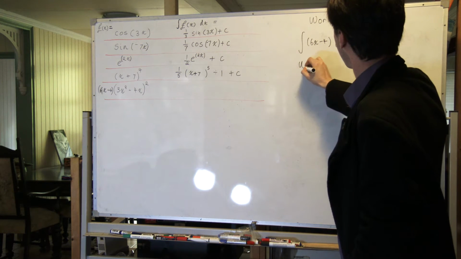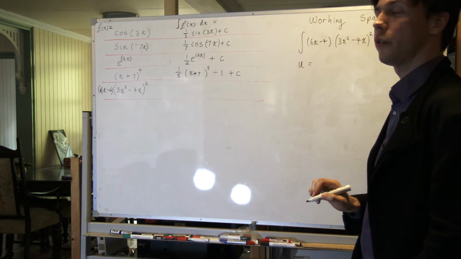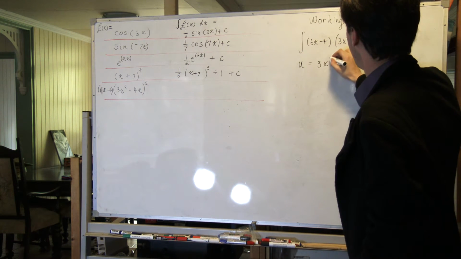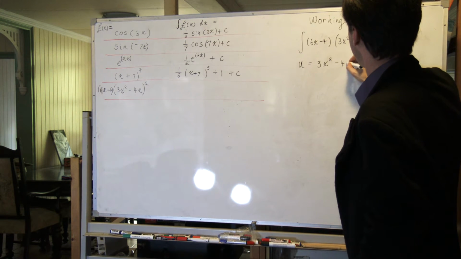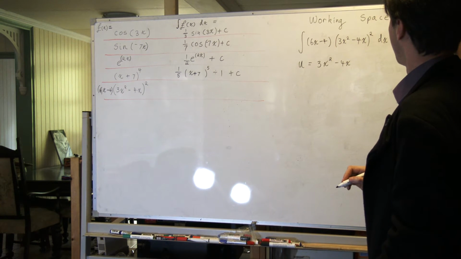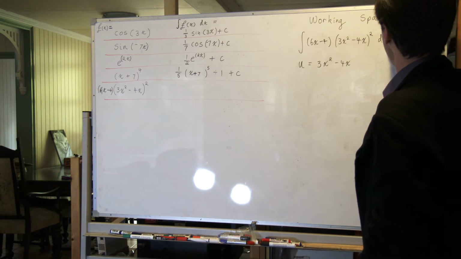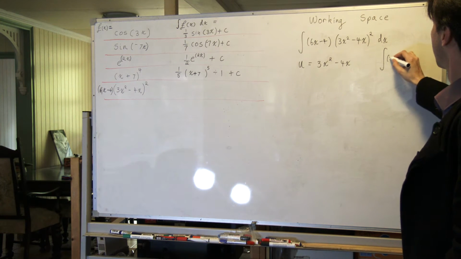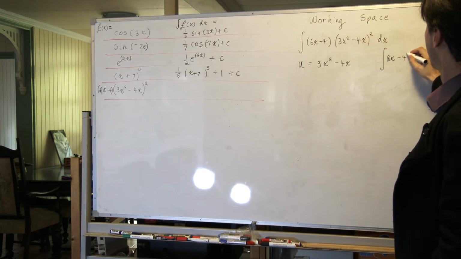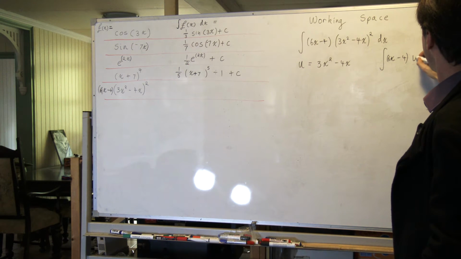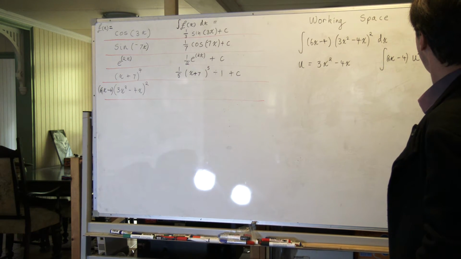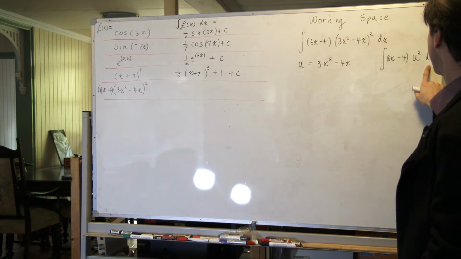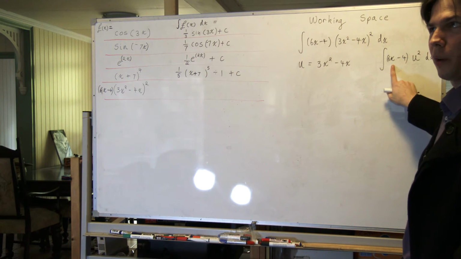So I'm going to do a U-substitution, and I'm going to say U equals 3x squared minus 4x. So now my integral becomes 6x minus 4 times u squared with respect to x. I don't like that with respect to x. I also don't like that there's an x here. I want to get rid of it.